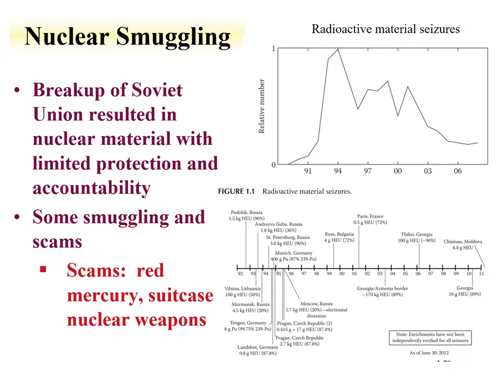One major proliferation concern resulted from the breakup of the former Soviet Union, in which nuclear material with limited protection and accountability could be sold from former Soviet sites. Some smuggling and scams did occur. The relative number is shown here, where there was a big spike up until the mid-90s. The number has been reduced. And some of the scams resulted from the lack of knowledge on nuclear material. One case involved red mercury, which is a fictitious material. There was also a discussion on suitcase weapons from the former Soviet Union, which were not real.